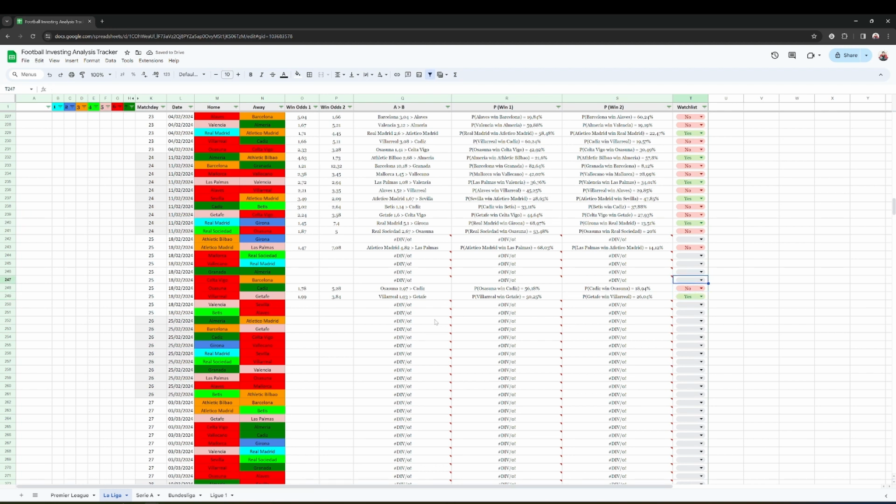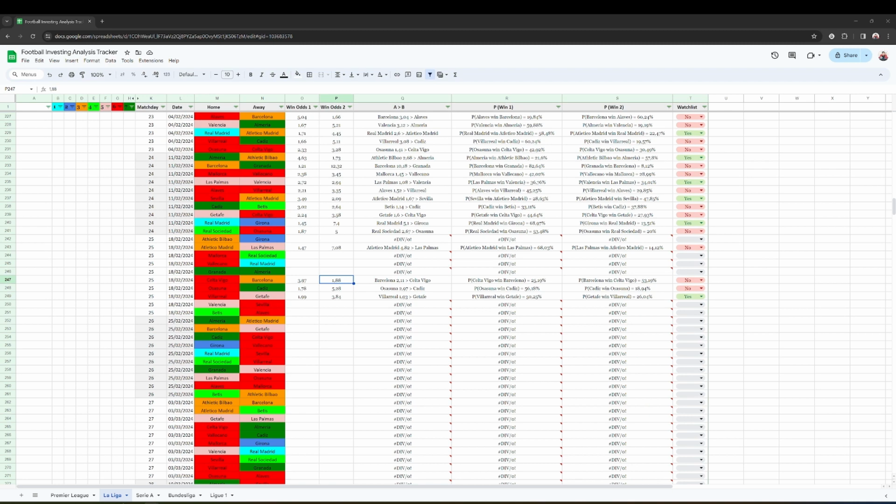Celta Vigo against Barcelona. It's 3.97. Barcelona 1.88. It's difficult to evaluate Barcelona, especially recently, right? They are surprising everyone. They had that 3-3 draw against Granada. They defeated Alaves 1-3. They defeated Osasuna 1-0, but they've also lost to Villarreal in that crazy 5-3 game.